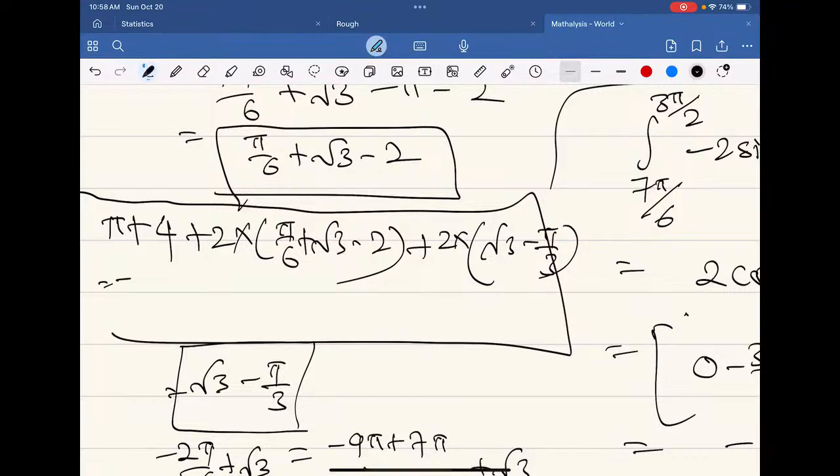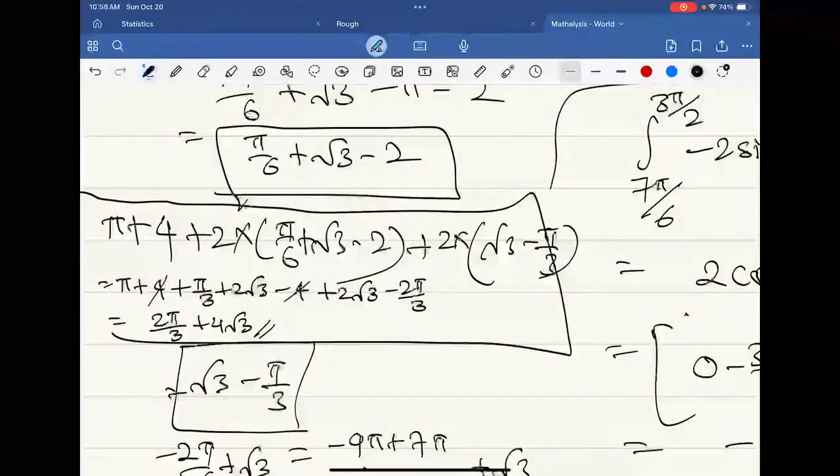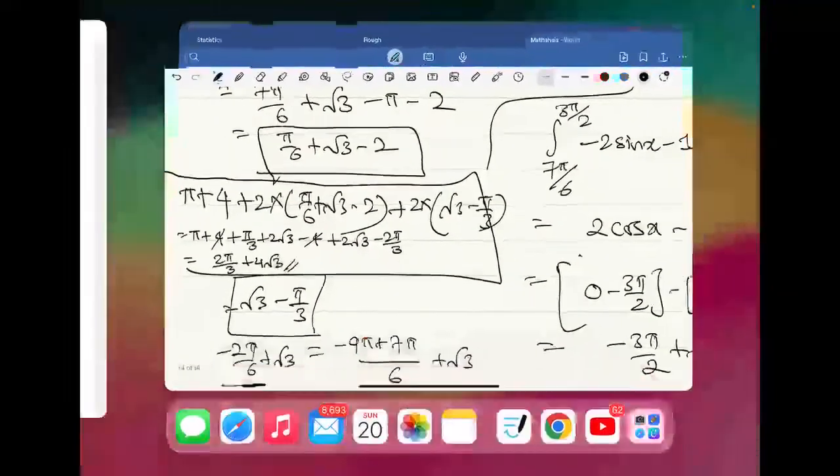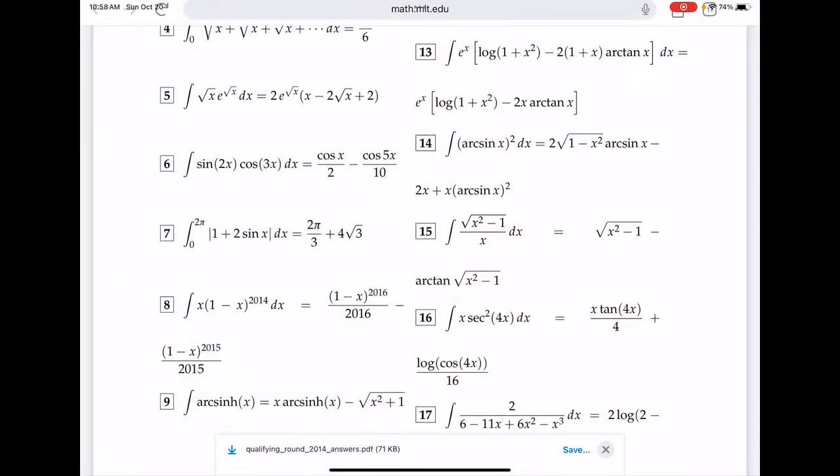Now this will be pi by 4 plus pi by 3 plus 2 root 3 minus 4 plus 2 root 3 minus 2 pi by 3, which is, this cancels out, and pi plus pi by 3 is 4 pi by 3, minus 2 pi by 3 is just 2 pi by 3, and that is plus 4 root 3. 2 pi by 3 plus 4 root 3. I think that's the answer. Let's see. Whoa, that's the answer, and our hard work paid off. 2 pi by 3 plus 4 root 3.